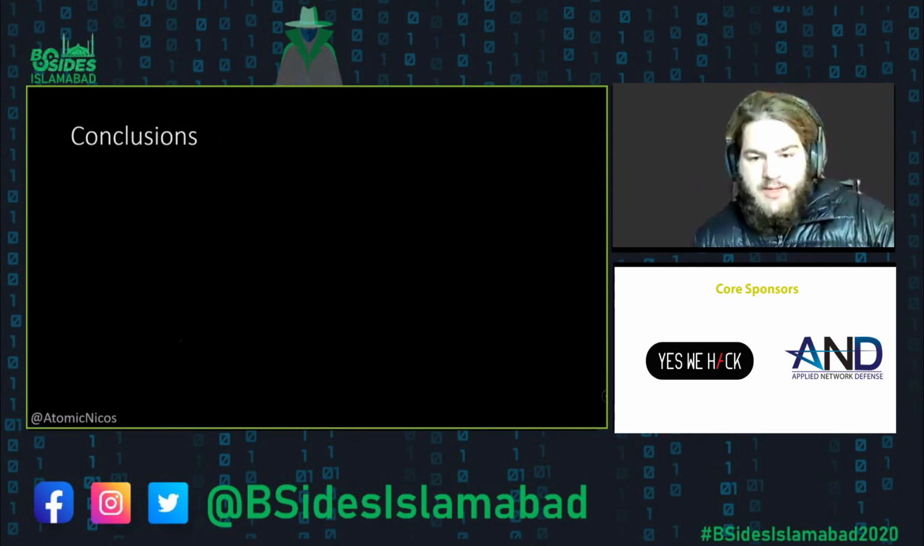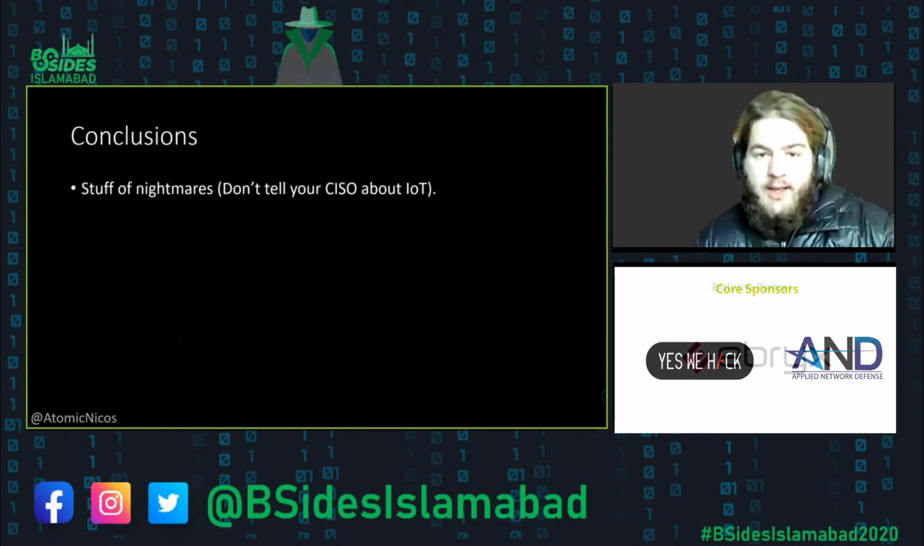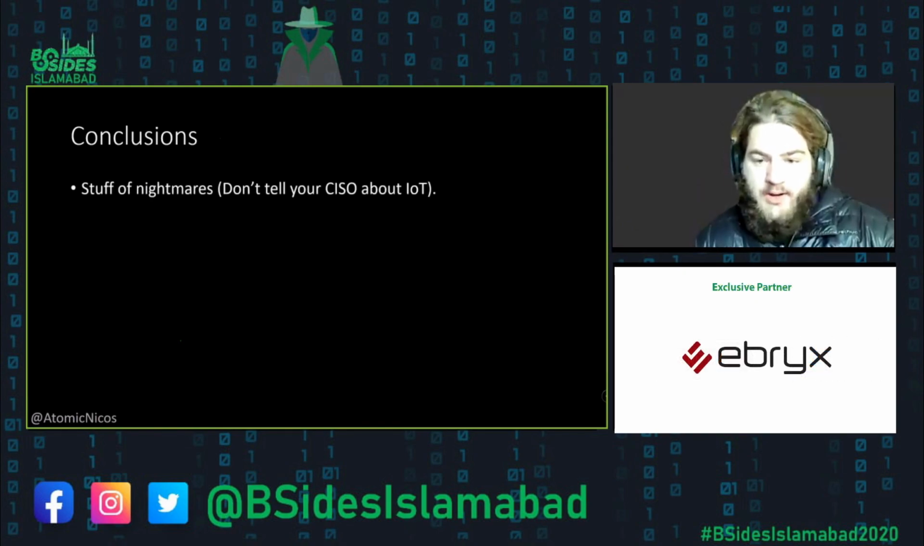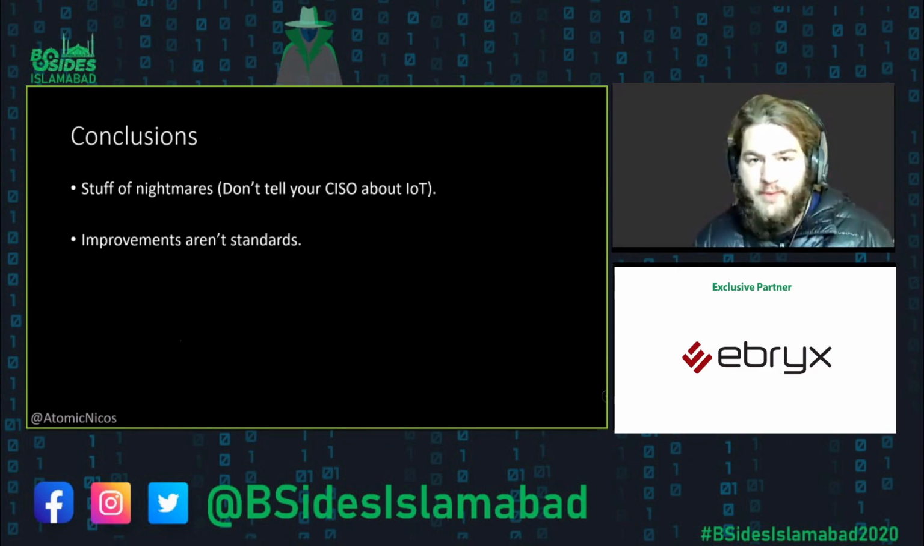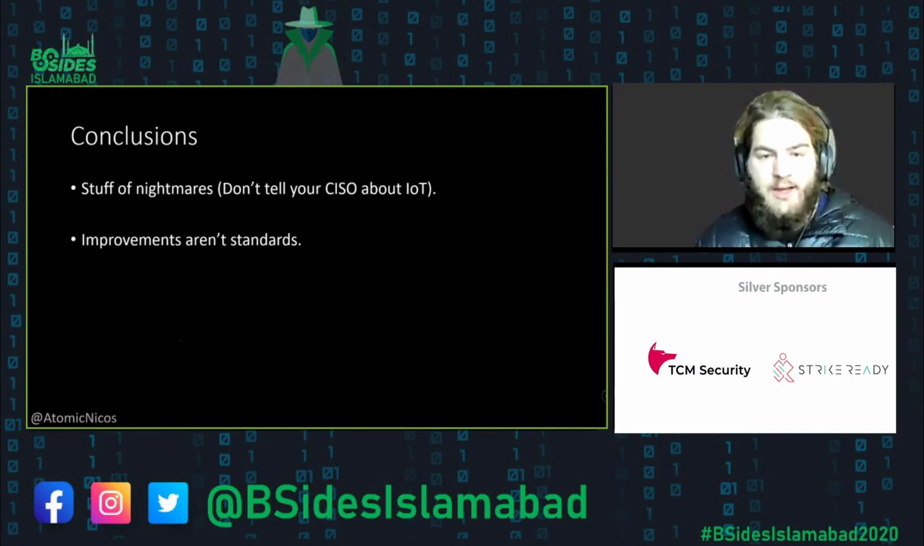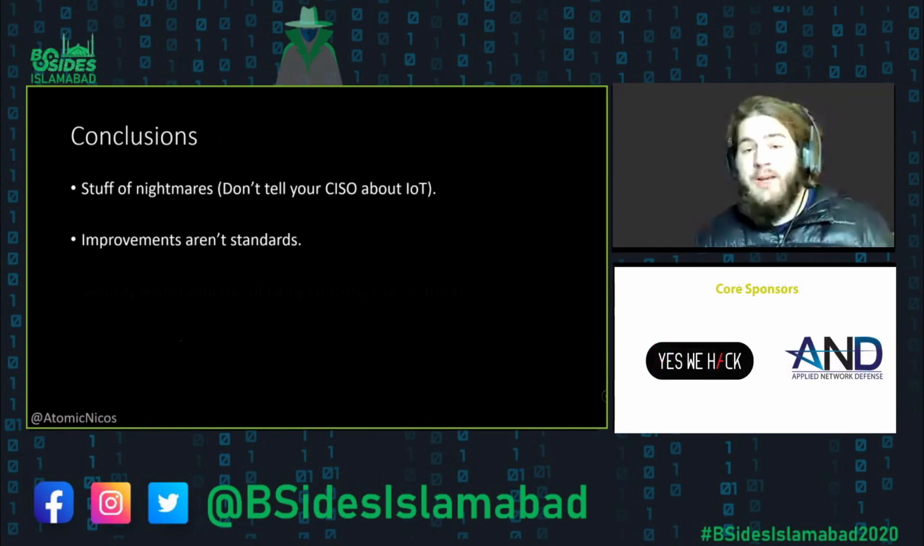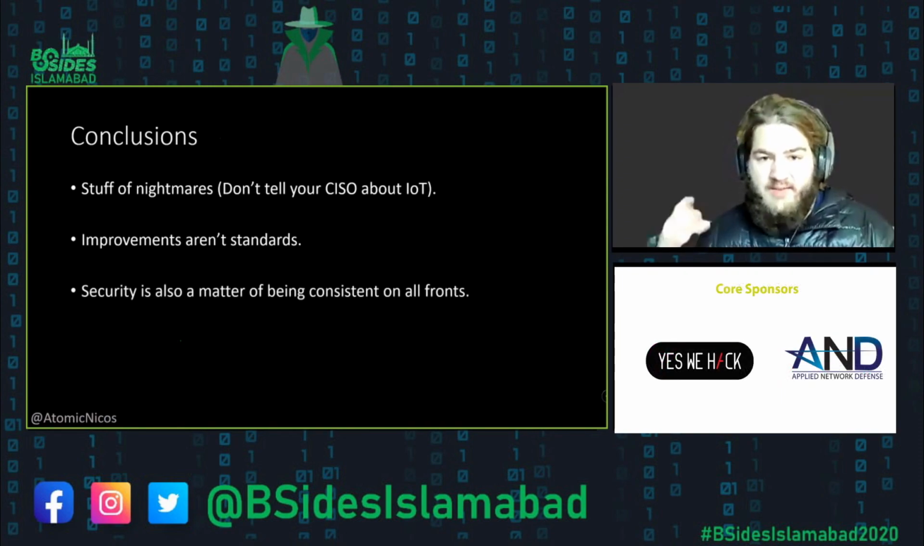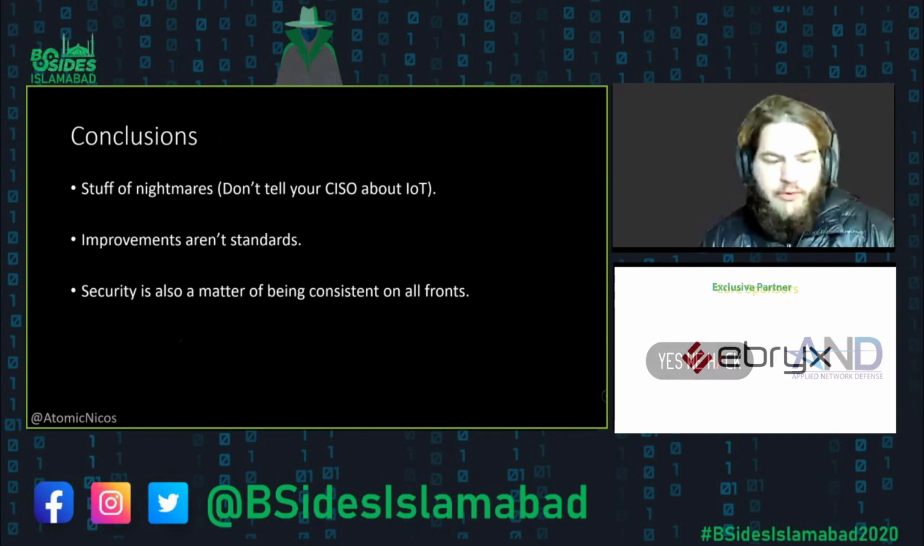In conclusion, IoT is the stuff of nightmares. Don't tell your CISO about IoT. Improvements for the moment aren't standards. They're improvements. It's not ISO certified. It's really horrible for the moment. Security is a matter of being consistent on all fronts. You can have the best web app security, but if you have shitty IoT security, you're done for.